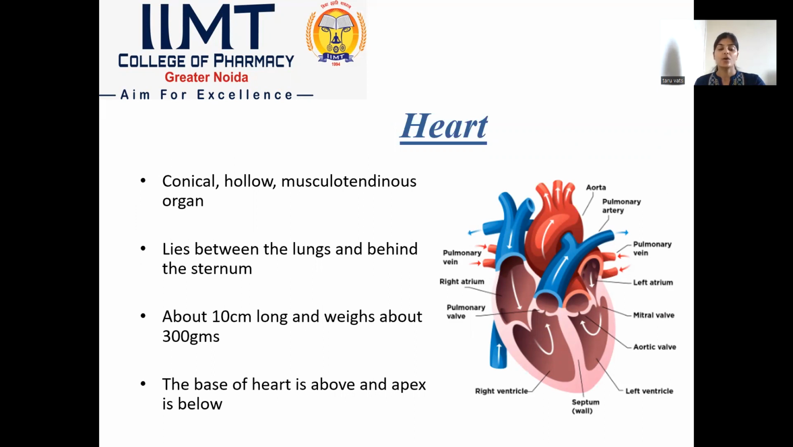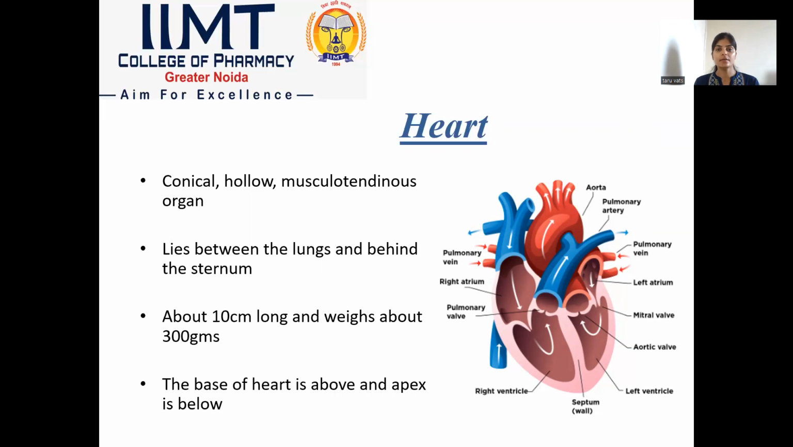Heart is a conical, hollow, musculotendinous organ which lies between the lungs and behind the sternum. It is about 10 centimeter long and weighs about 300 grams. In an adult, the base of the heart is above and the apex is below. Generally we call the base below and the apex above, but here it is opposite. The base of the heart is above and the apex is below.